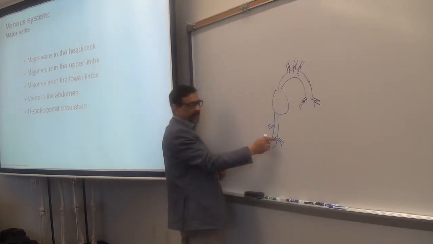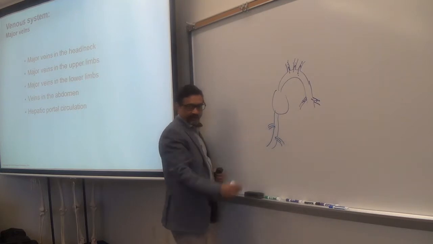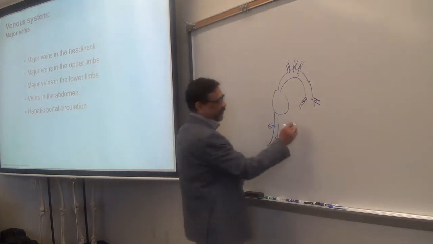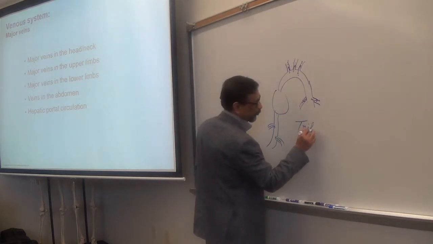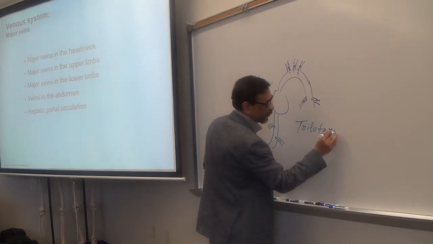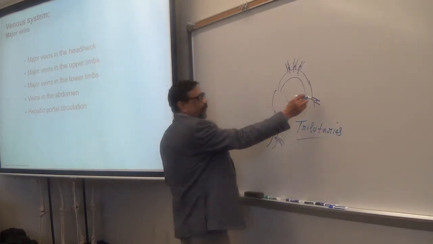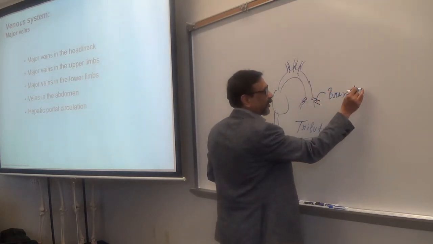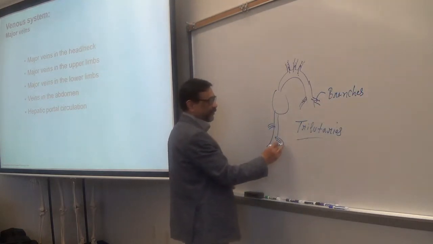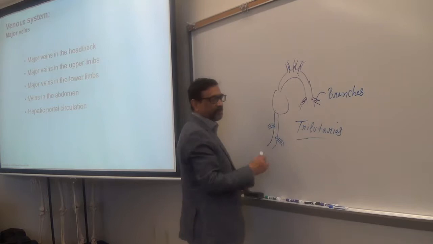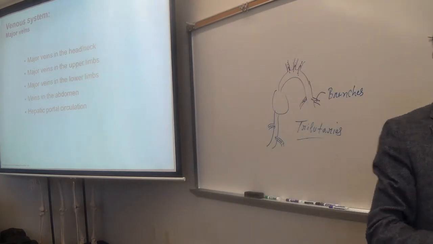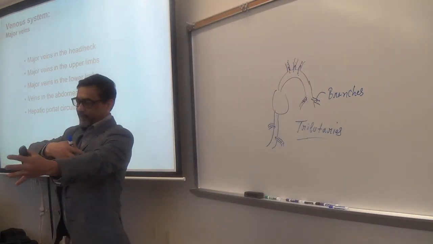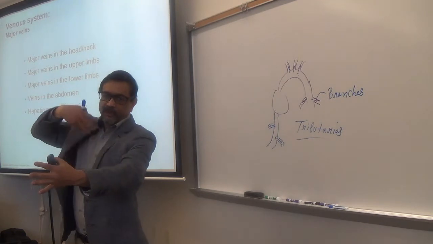In case of venous system, we say tributaries. Tributaries give blood to the larger veins. In case of arterial system, branches. In case of venous system, we say tributaries. So these are the tributaries of this vein. Just know that. So opposite direction. Smaller veins give blood to the larger veins and larger veins bring blood towards the heart, right?